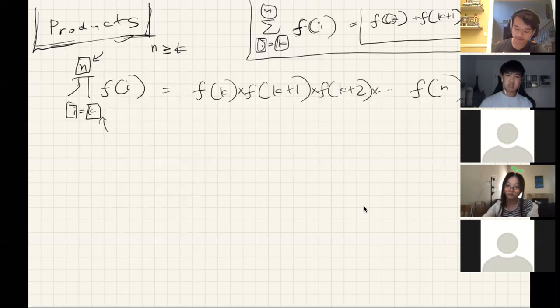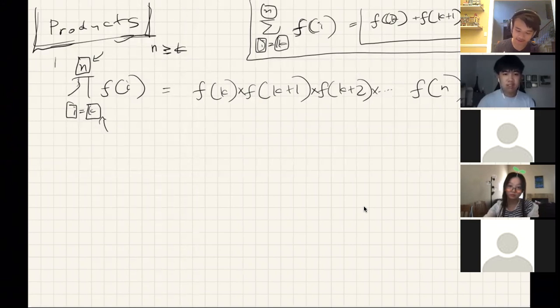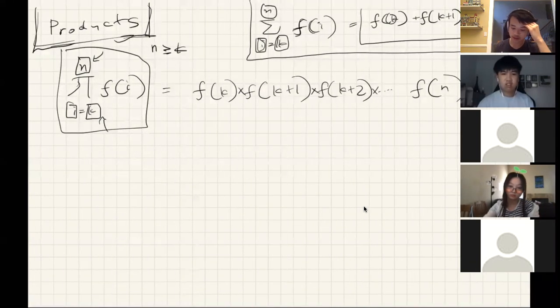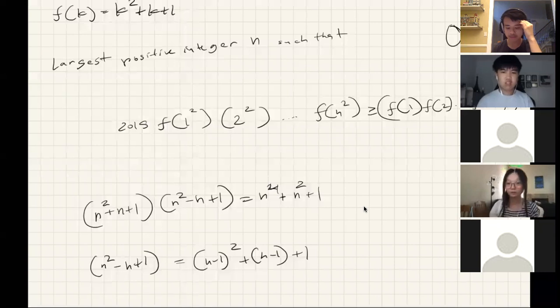So most of the time, they'll just write this instead. Only on higher level competitions will they actually give you this scary looking notation, at least from what I recall. But anyways, that's product notation. If you see it, do not be scared. Just think of it as sigma, but using multiplication instead.